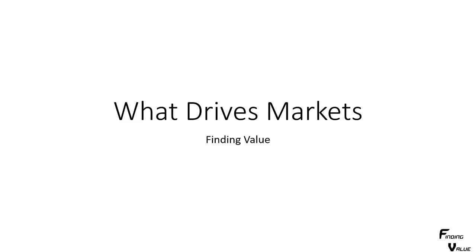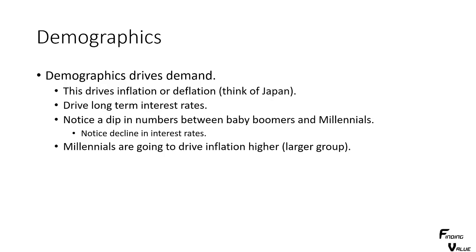So what drives markets? Demographics is what drives markets on a lot of things. Demographics is what drives, we'll call it, aggregate demand. This drives inflation or deflation. When people think of Japan, they've had terminal deflation, and you can hear that from a lot of people. Japan, deflation. The reason is their demographics. Their housing market is way down. The housing market and demographics is what drives inflation and deflation. This also drives long-term interest rates in that currency.